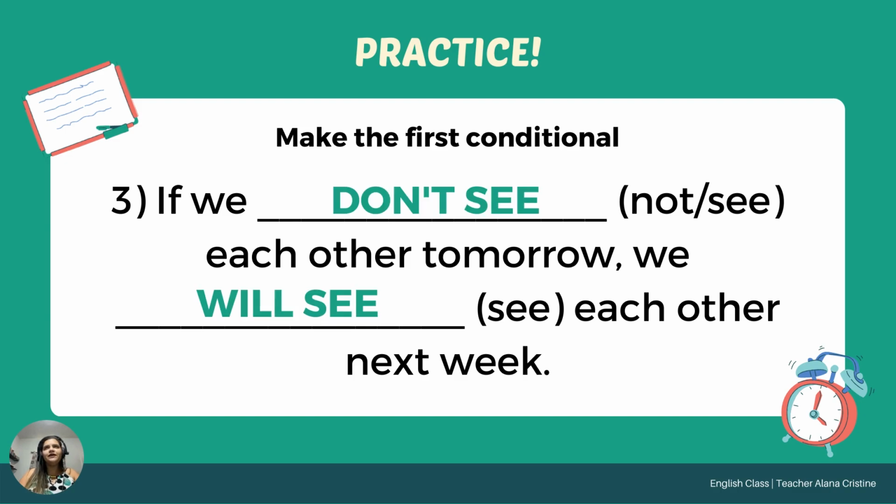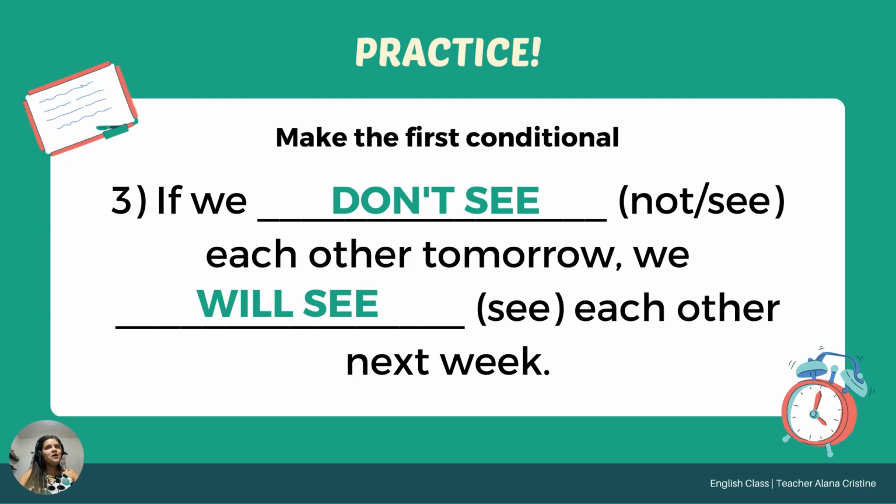So, let's check. If we don't see each other tomorrow, we will see each other next week. Por que ficou don't see? Lembra que a gente tem que usar o simple present do verbo? Quando os verbos estão na negativa no simple present, a gente tem que usar o verbo auxiliar do ou então does, dependendo da pessoa. Nesse caso, é we. Com we, a gente usa don't. Então, fica, if we don't see each other tomorrow, we will see each other next week.